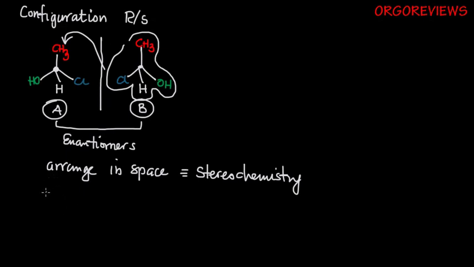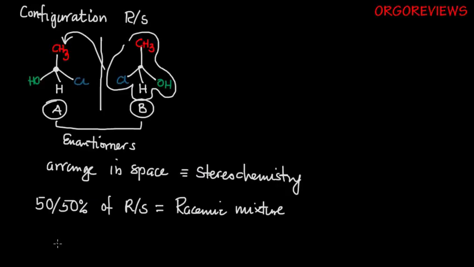Now, if you do have these enantiomers in the same amount, in the same proportion, so if you have 50% of each, of either the R or the S, we have what we call a racemic mixture.